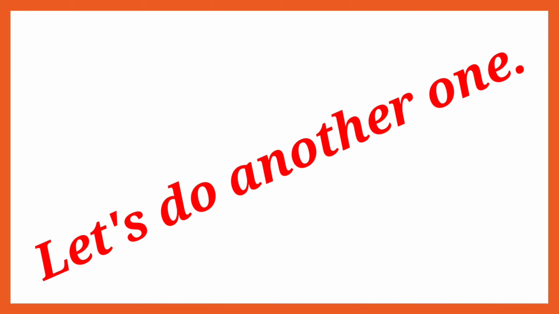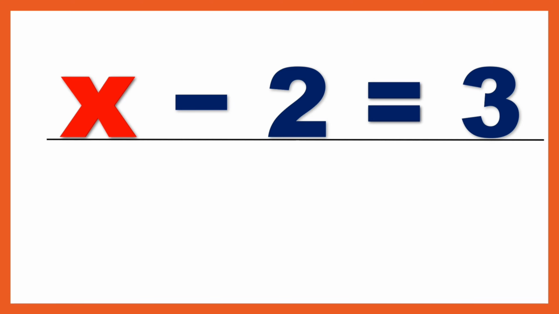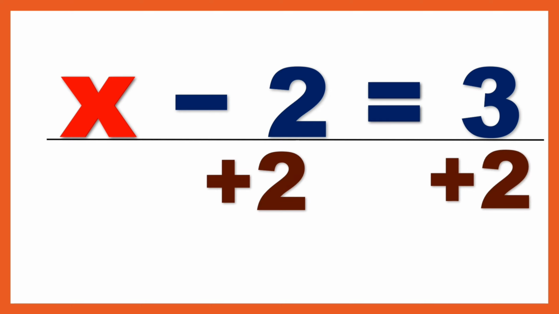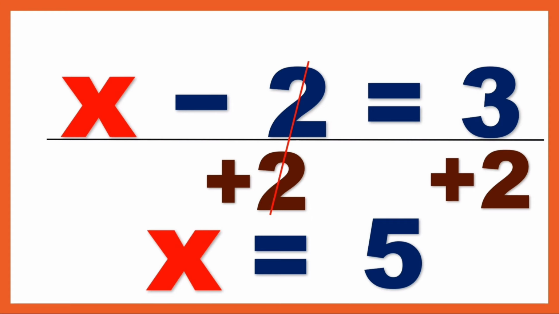Let's do another one. X minus 2 equals 3. We need to isolate x by adding 2 on both sides. That cancels 2, leaving x isolated or alone. Then just bring down the equal sign. Add 3 plus 2, which is 5.